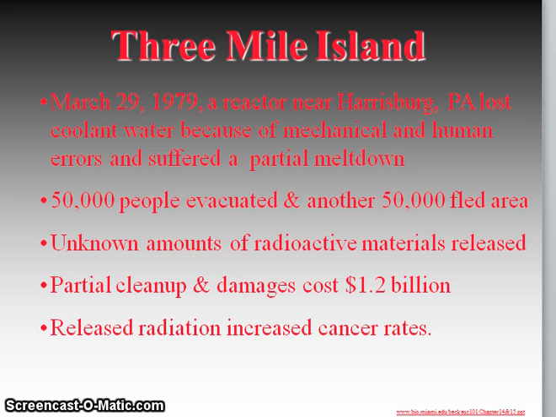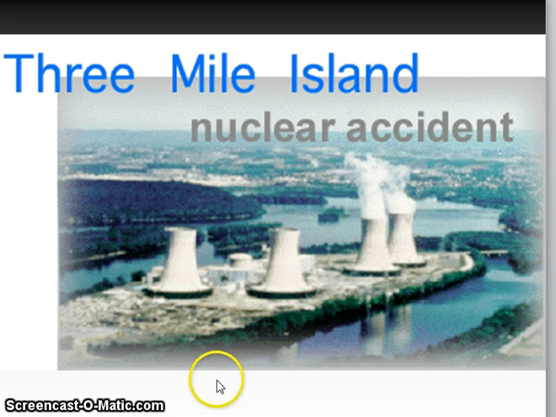Okay, some history of nuclear power accidents. First, 3 Mile Island, March 29, 1979. A reactor near Harrisburg, Pennsylvania lost coolant water because of mechanical and human errors and suffered a partial meltdown. 50,000 people were evacuated and another 50,000 fled the area. Unknown amounts of radioactive material were released. Partial cleanup and damages cost about $1.2 billion. Released radiation increased cancer rates in that area. And here's an image of 3 Mile Island.